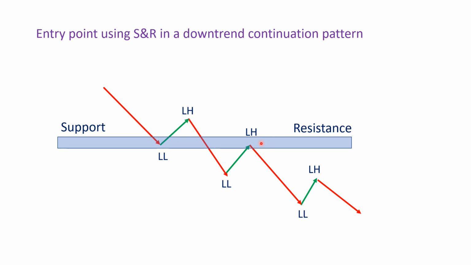This is resistance here. And this is called the break and retest strategy. This is breaking the support and retesting the resistance, and provides a trading opportunity right here. We are going to talk about it later in this video. This is how we use support and resistance in the downtrend continuation model to find entry points. Now let me show you how you enter the trade using a real example.